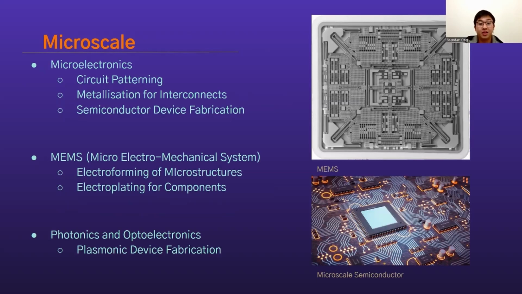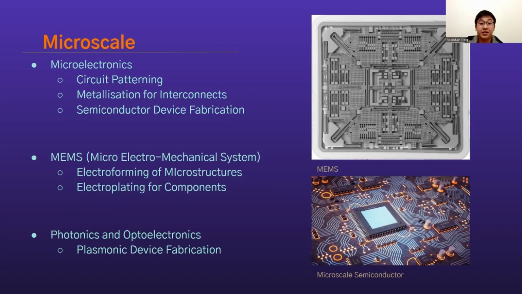In MEMS, electroplating is used in electroforming of microstructures, which forms microscale parts such as gears, valves, and actuators for MEMS devices. It is also used for plating metal layers on microscale sensors and switches. As for photonics and optoelectronics, electrodeposition is used to create microscale plasmonic waveguides and sensors for optical communication.